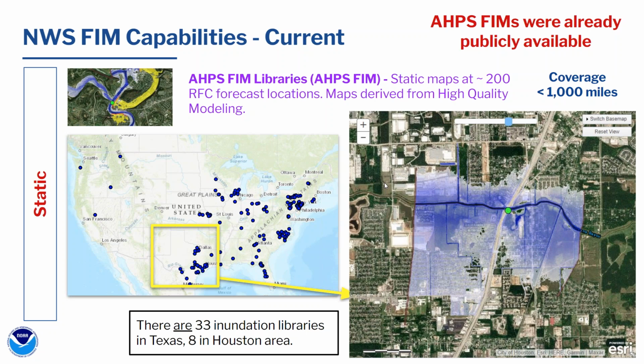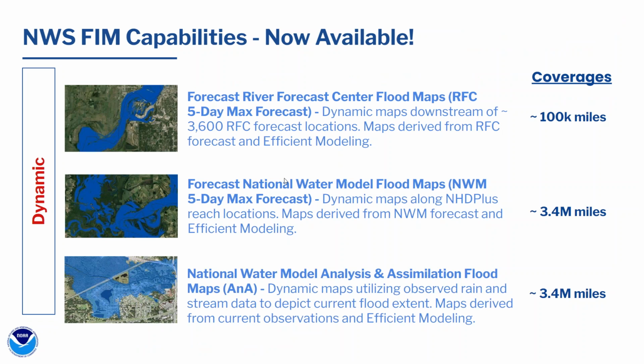So this is what we currently have. This is what we're adding. The National Water Model is producing 3 separate inundation maps that are publicly available for our area. The first one is tied to the River Forecast Center's forecast. Basically, it is a dynamic flood extent map that is downstream of the River Forecast Center locations. These are derived from the RFC's forecast.